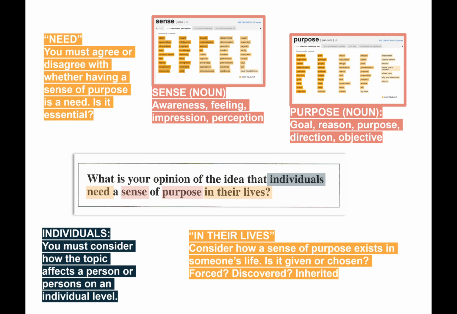Maybe I'll focus on how someone is forced to have a sense of purpose in their life, or how someone might inherit a sense of purpose from others and then struggle with it because it's not something they chose. Lastly, I highlighted individuals in blue because in this case it's a specifying word. Individuals indicates that I must consider how the topic affects a person or persons on an individual level.